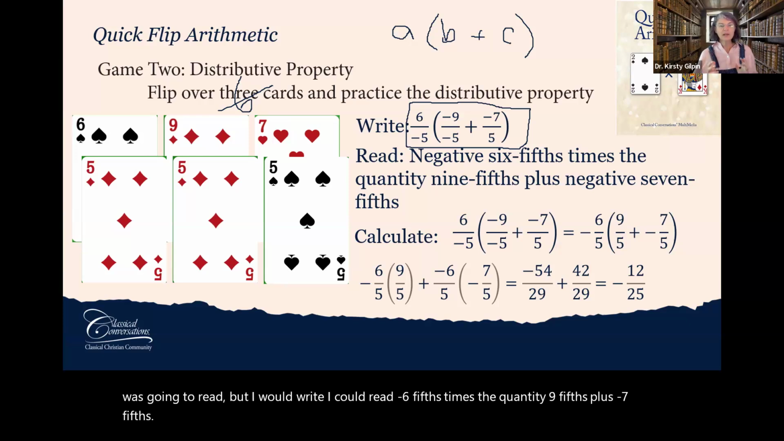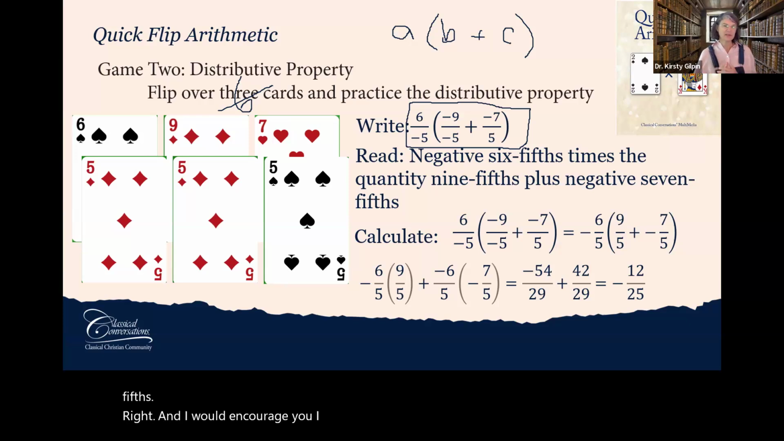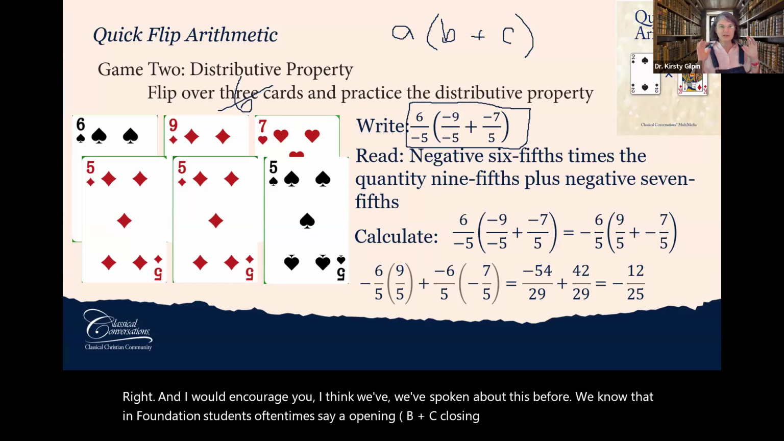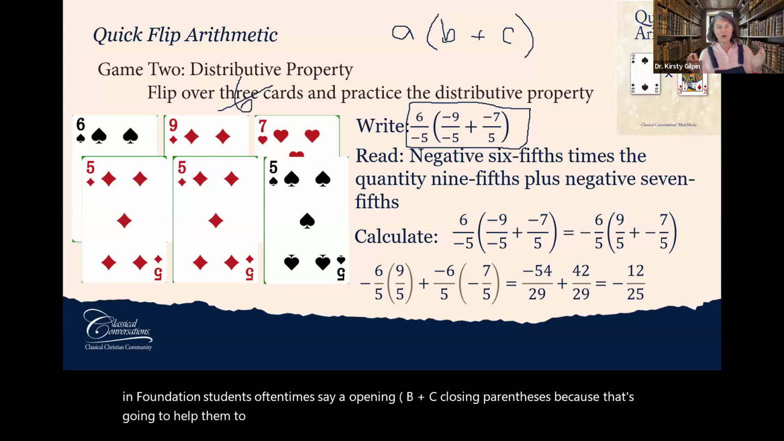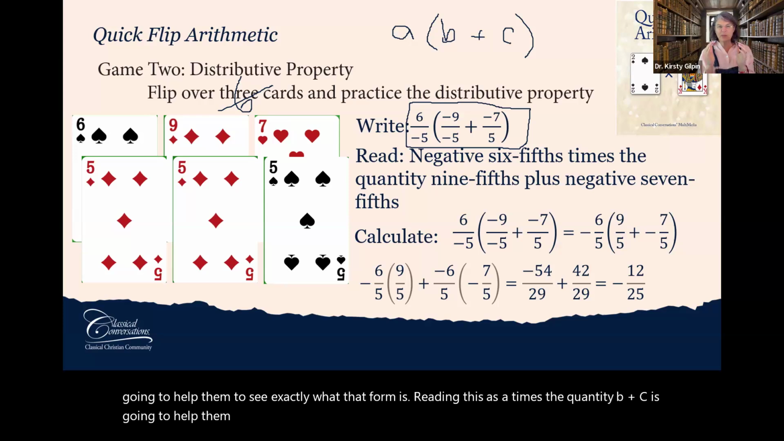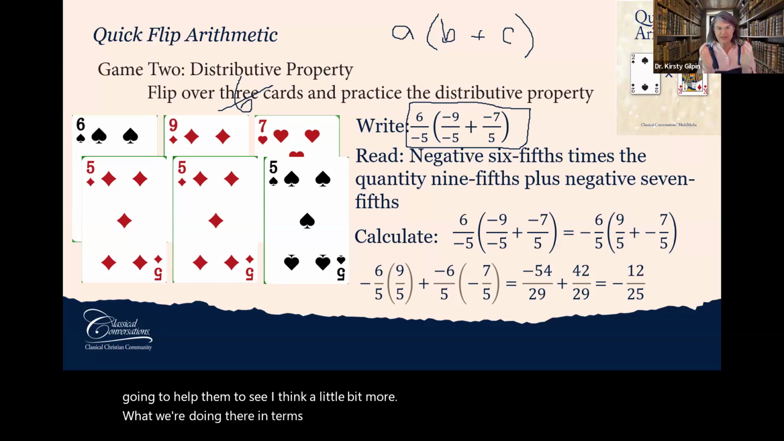Right. And I would encourage you, I think we've spoken about this before. We know that in foundation, students oftentimes say A opening parentheses, B plus C closing parentheses, because that's going to help them to see exactly what that form is. Reading this as A times the quantity, B plus C, is going to help them to see, I think, a little bit more what we're doing there in terms of the parentheses defining a quantity.